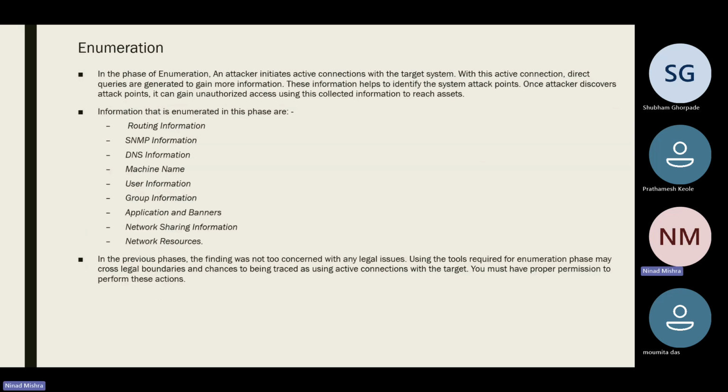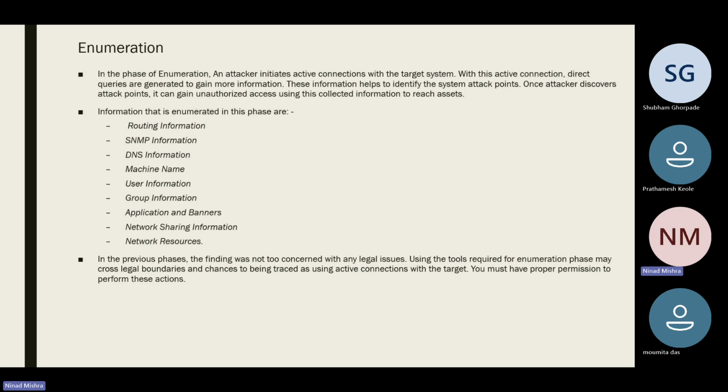Okay, so next part is our enumeration. Enumeration is something that goes hand in hand with the scanning. In this phase of enumeration, an attacker initiates active connections with the target system. With this active connection, direct queries are generated to gain more information, which helps you to identify the system attack points. Once the attacker discovers attack points, it can gain unauthorized access using collected information to reach assets.